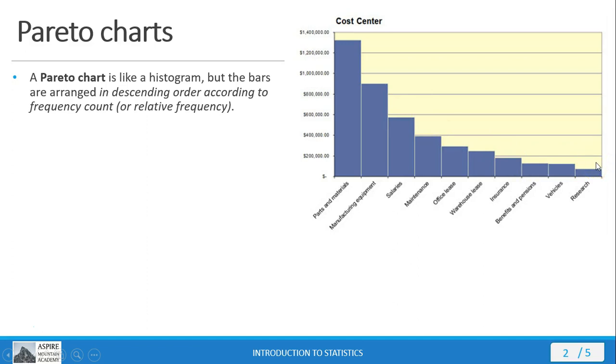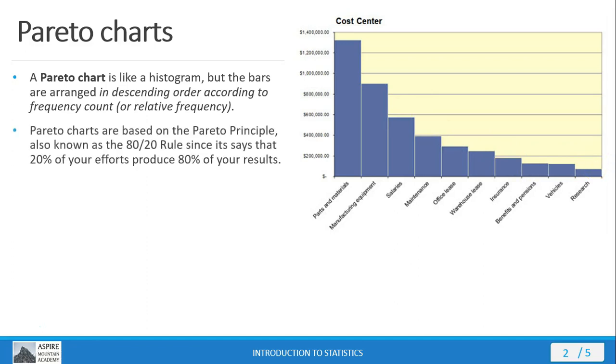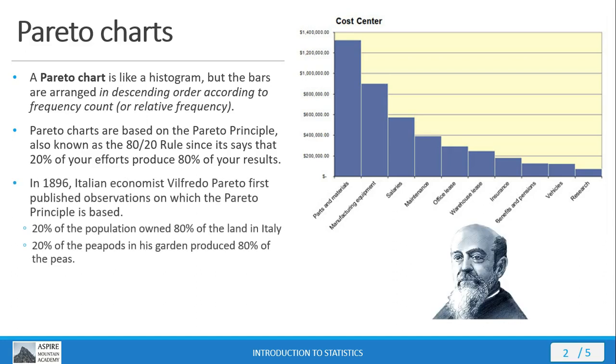Now, Pareto charts are based on the Pareto principle. You might know this by its more popular name, the 80-20 rule. For those of you not in the know, here's the skinny on the 80-20 rule. The 80-20 rule says about 80% of your results will come from about 20% of your efforts. It's called the Pareto principle because it's based on the work of an Italian economist named Vilfredo Pareto.